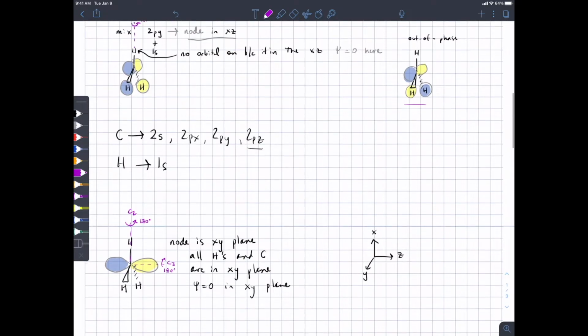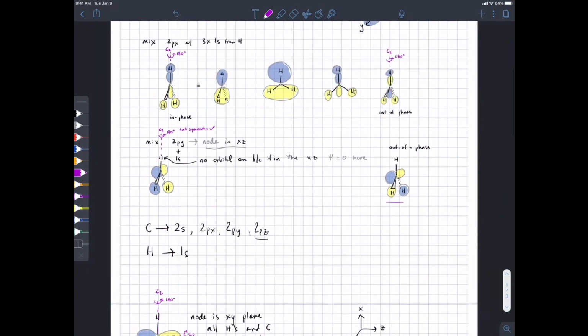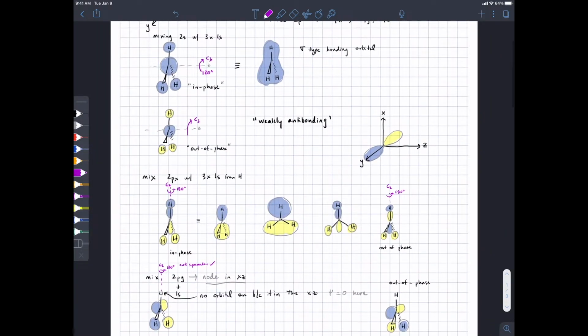Now, let's think about how we might order these in energy. And the principles we're going to use to order these in energy are: first, orbitals with s character are lower in energy than orbitals that are mostly p character. Bonding orbitals with in-phase interactions are lower in energy than anti-bonding orbitals with out-of-phase interactions. Another way of saying that is more nodes generally means higher energy orbital.